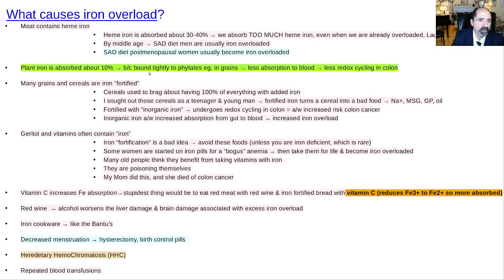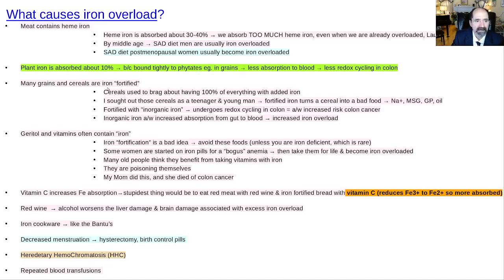Plant iron is only absorbed about 10%, and it can be controlled and made less than that, tightly binding to things like phytates, for example, in grains and in legumes and whatnot. They help us to regulate iron to get only what we want.